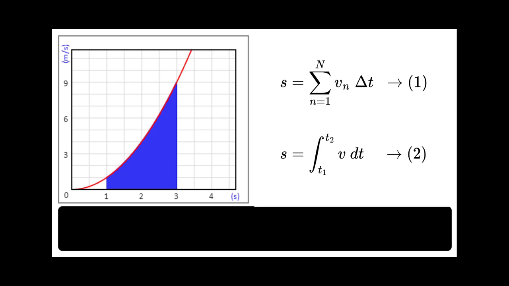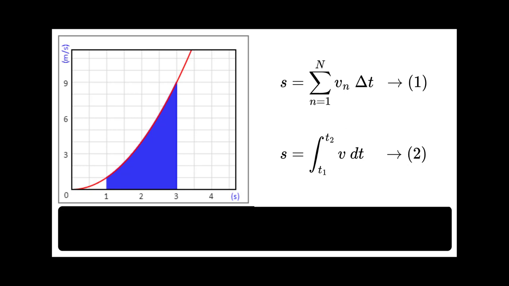This calculation done when n tends to infinity is called integration. In terms of the graph, you are finding the area bound by the curve, the x-axis, and the lines parallel to the y-axis which define the limits. In this case, it is the area bound by the curve, the x-axis, and the lines t equals 1 second and t equals 3 seconds.